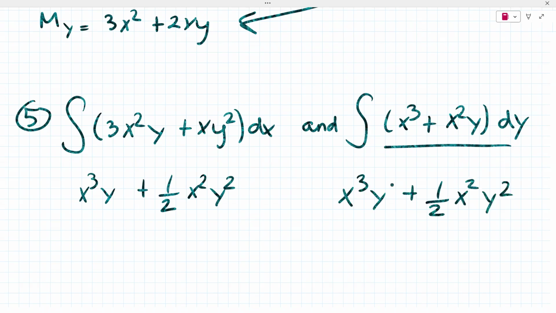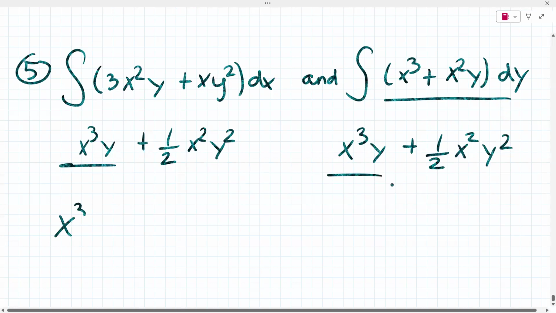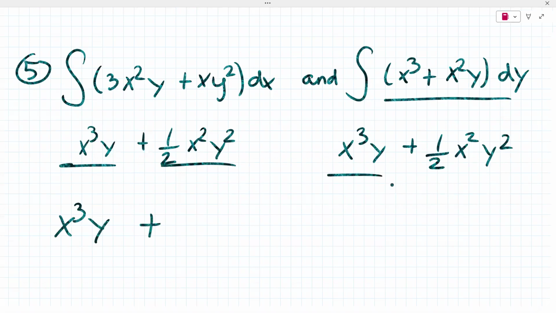So do you see a repeating term? Yes, this and this. So you just write that out once. Plus, oh, look, I also see another repeating term, this one. So just write that out once, equals c, and we do not have an initial condition, so this is our final answer.